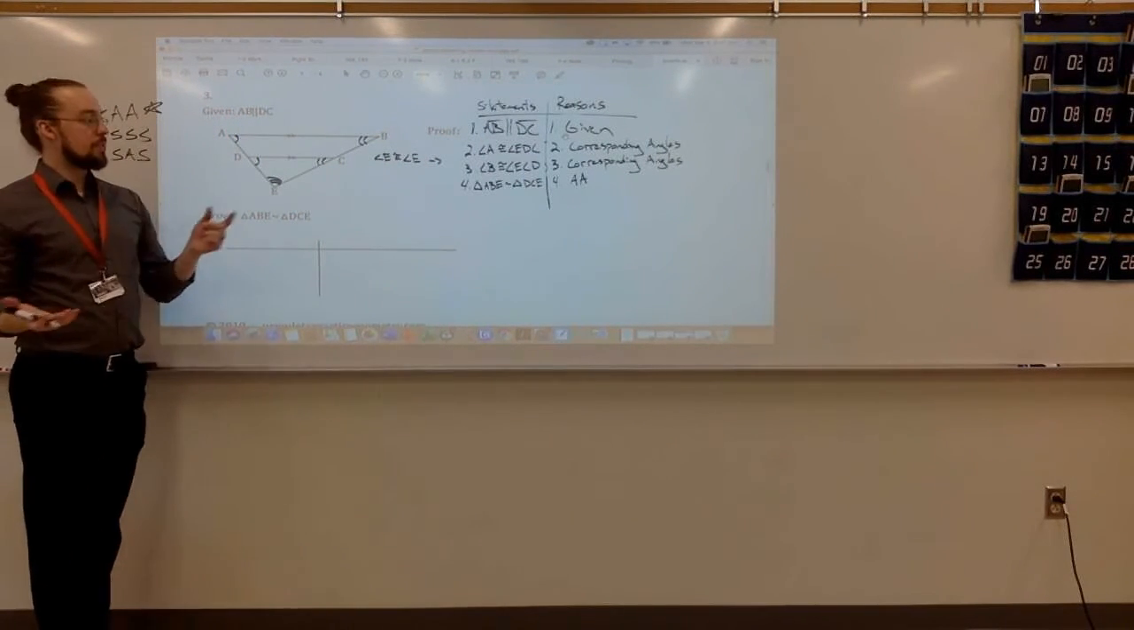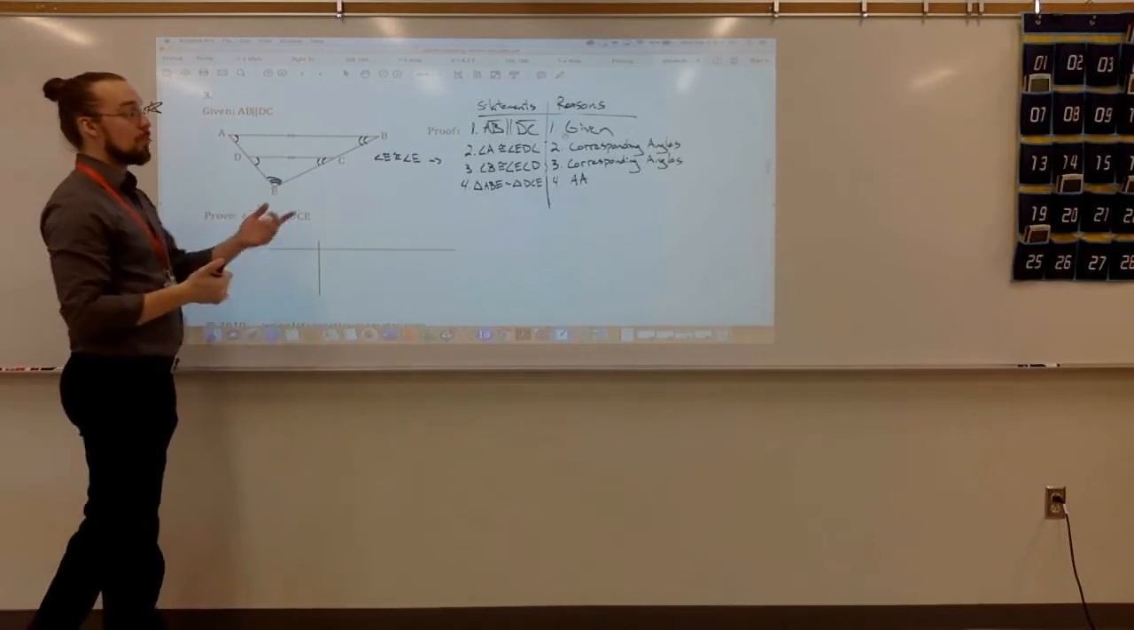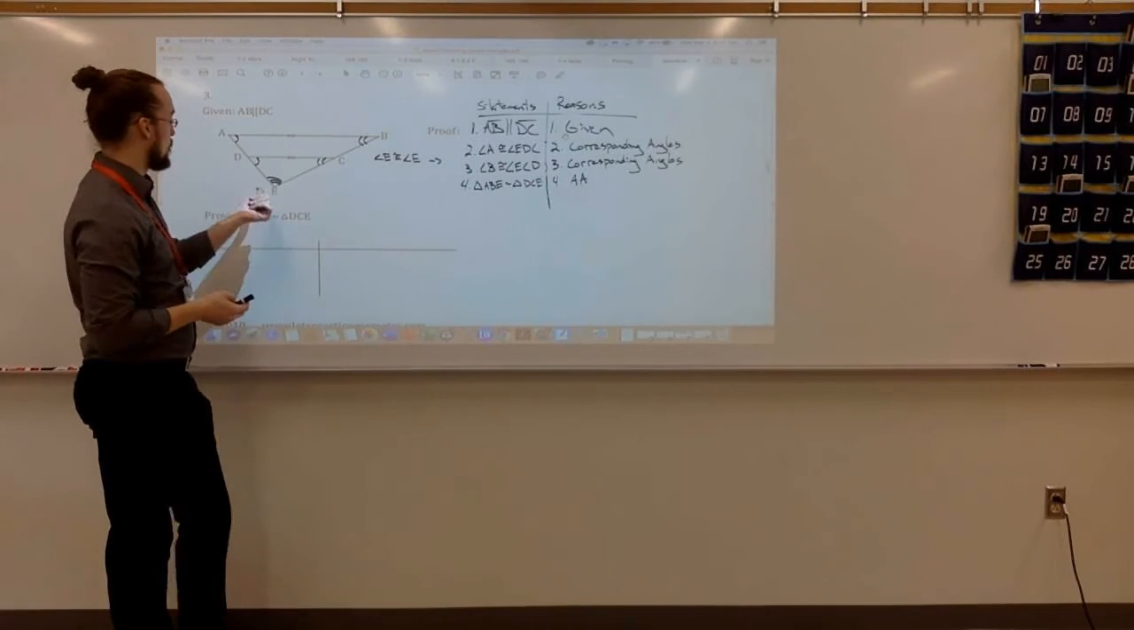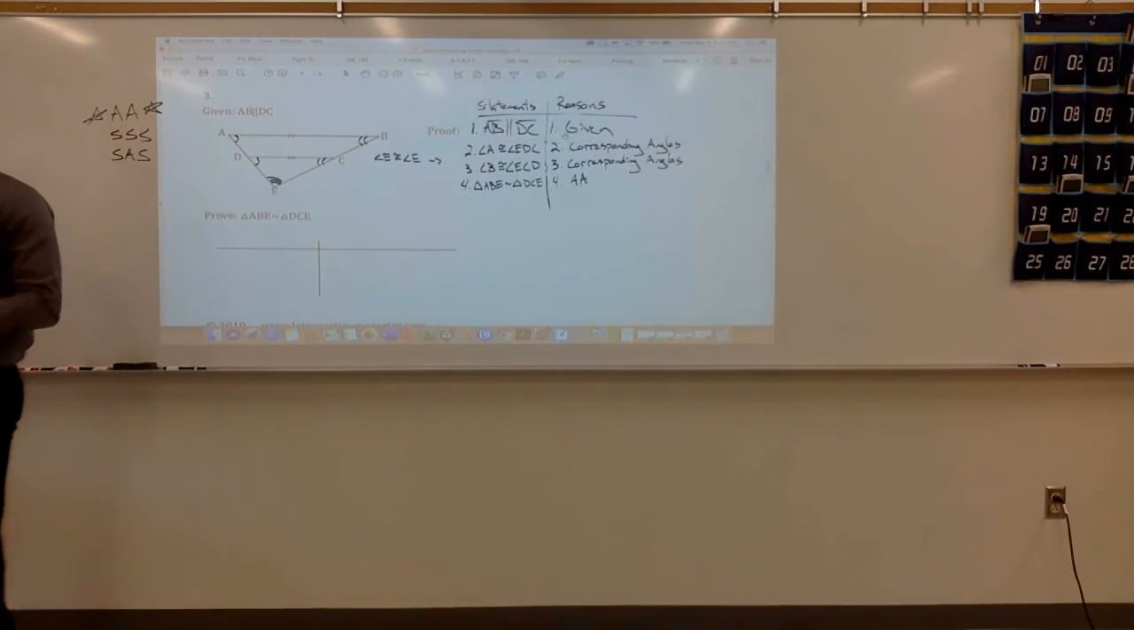Why am I allowed to say that something's congruent to itself? What was the name of that property? Reflexive property. Yep. So instead of using one of these pairs of corresponding angles, we could have said angle E is congruent to itself by the reflexive property. Right, so there were a couple of correct ways that we could have done this one. Questions?